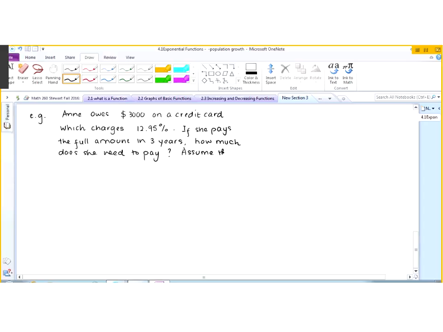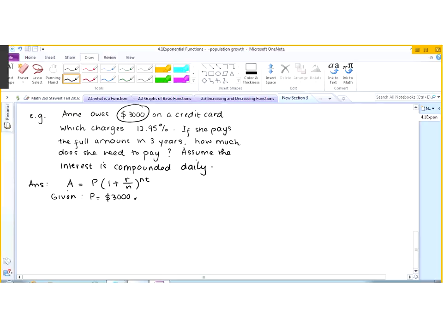So assume the interest is compounded daily. All right. So which formula do I use? The first one? Yes. So A is equal to P times 1 plus R over N raised to the NT. So that's the formula that I'm going to use. What am I given? 3,000. What is this? Principal. What is this 12.95%? The rate?